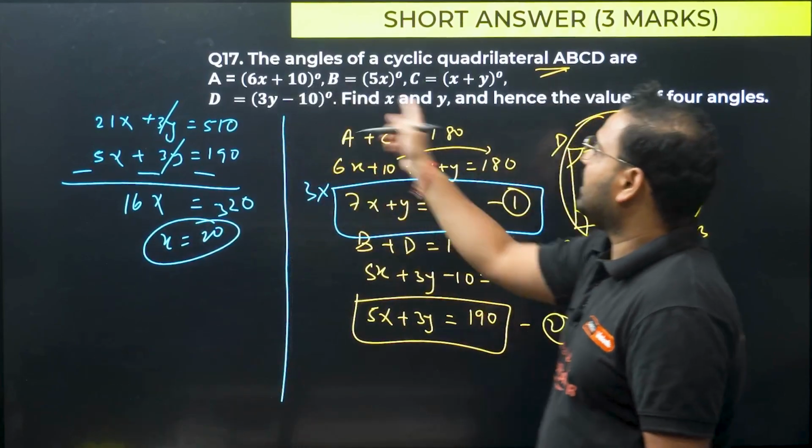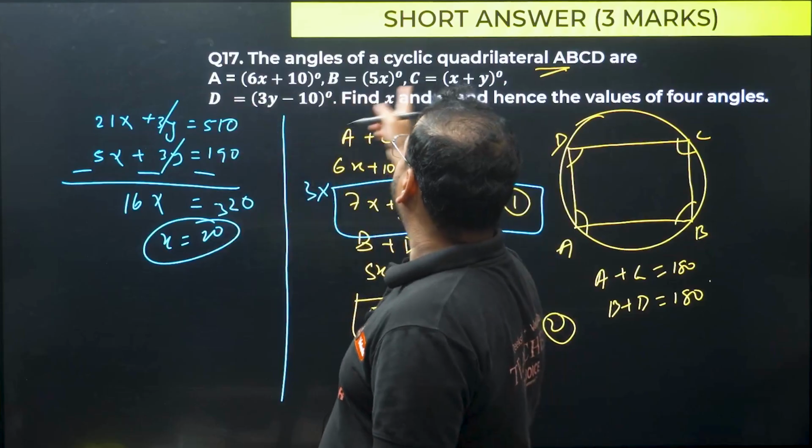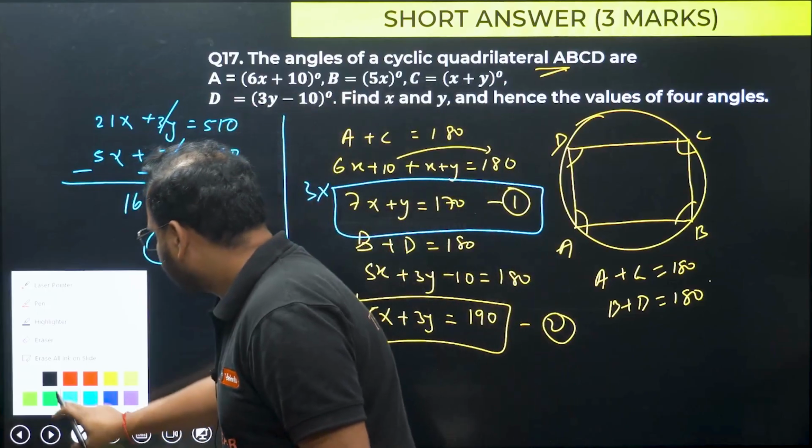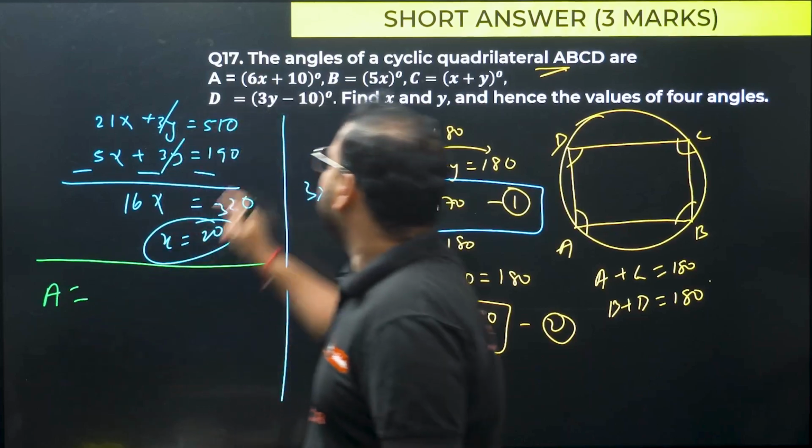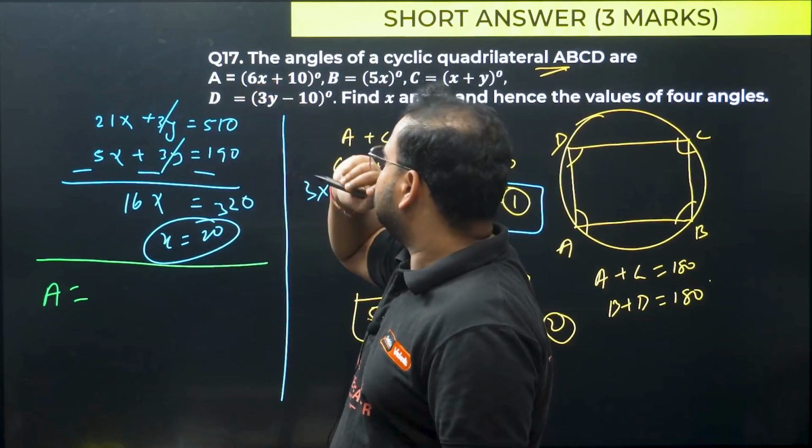The angles now A, B, C, D. The angles here A, B, C, D. Please check. Check here. Angles A. What is the angle A? Angle A is 6 into x plus 10.